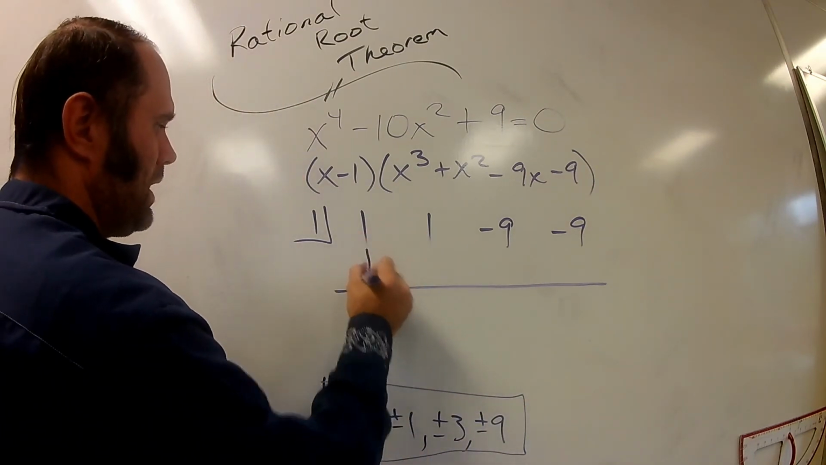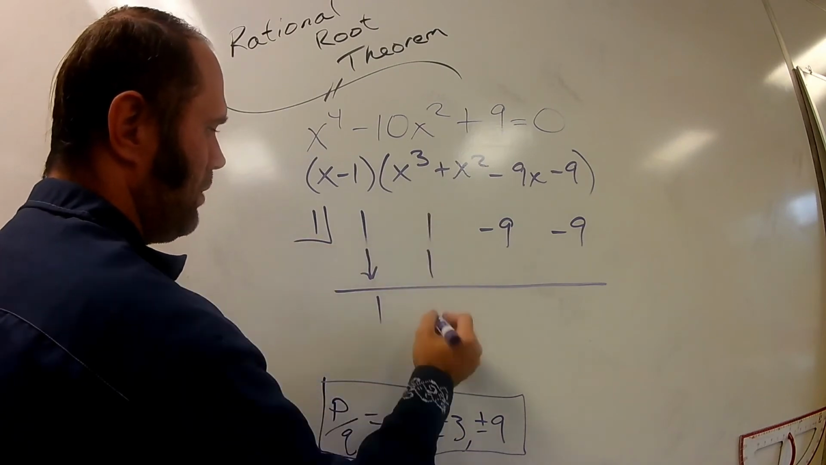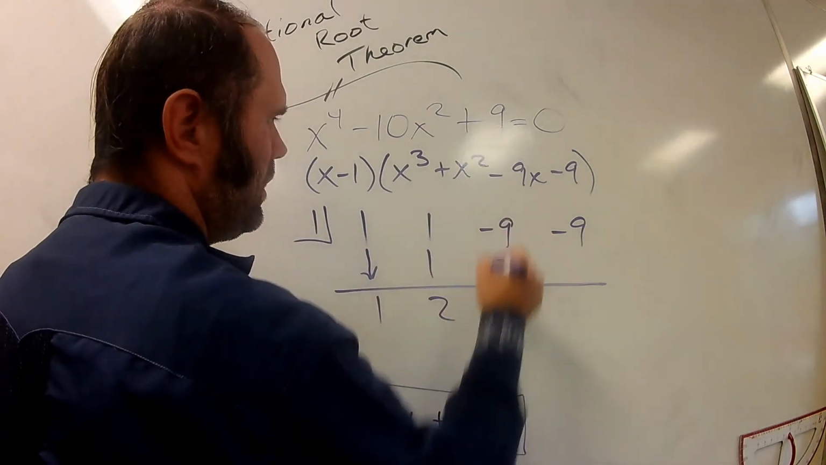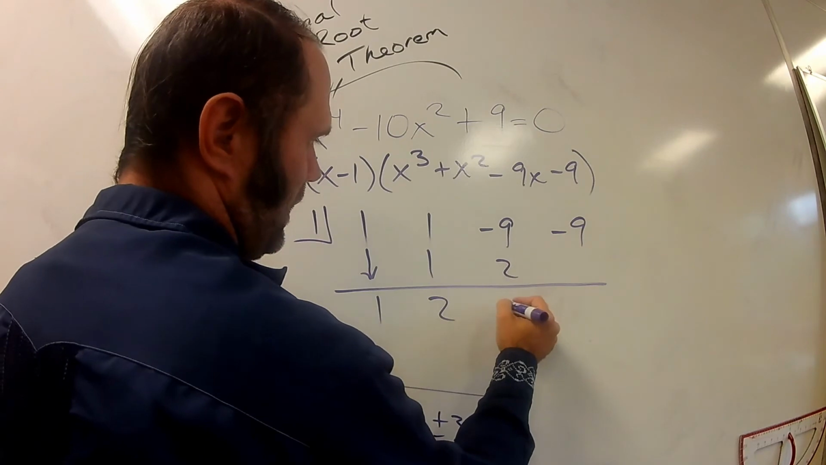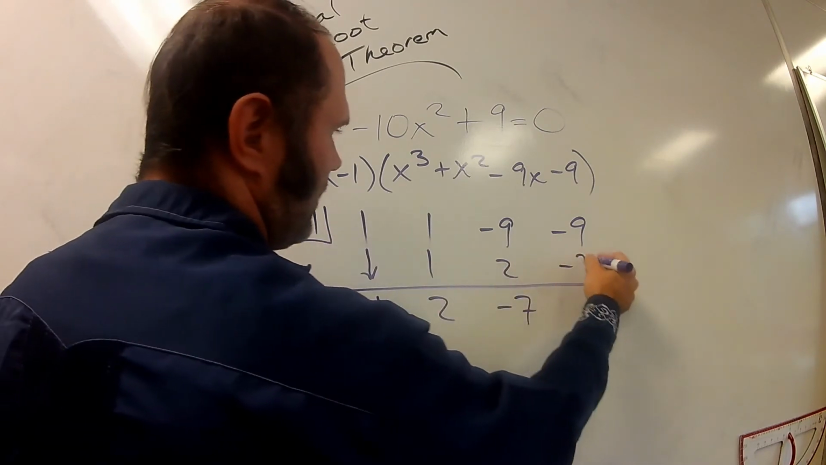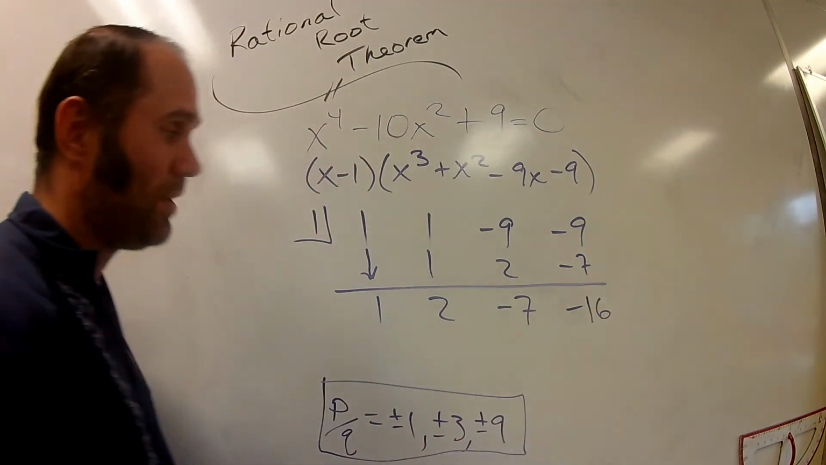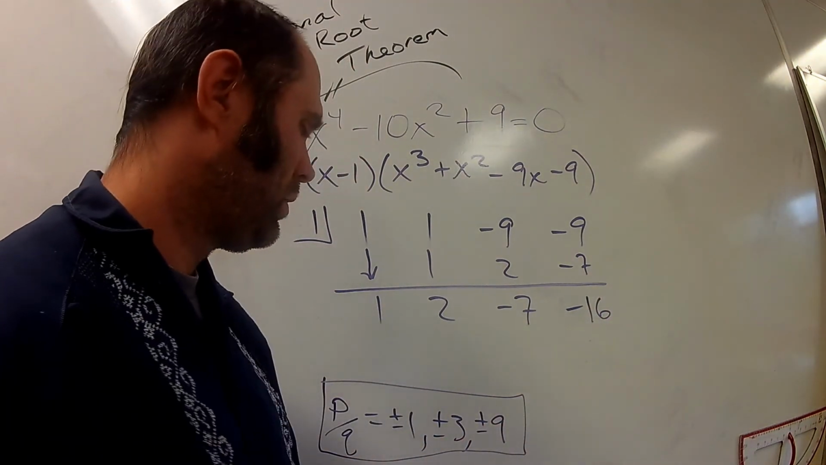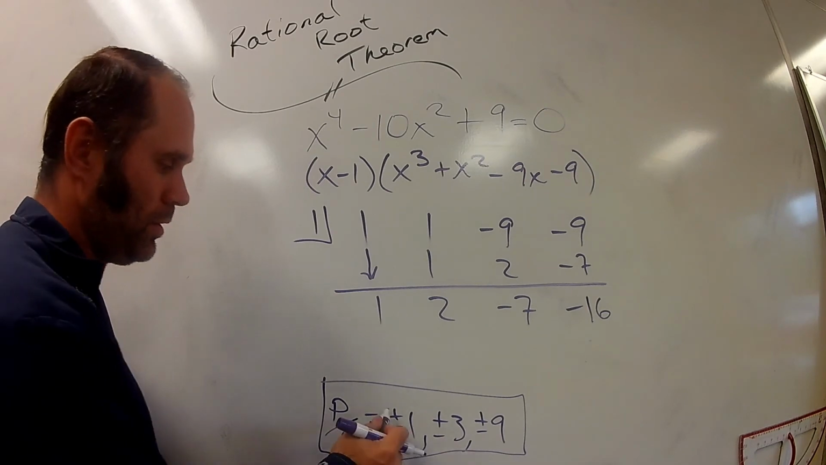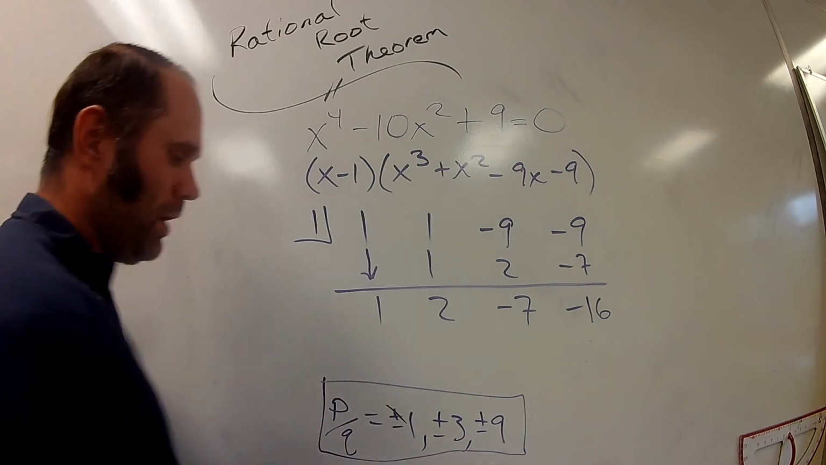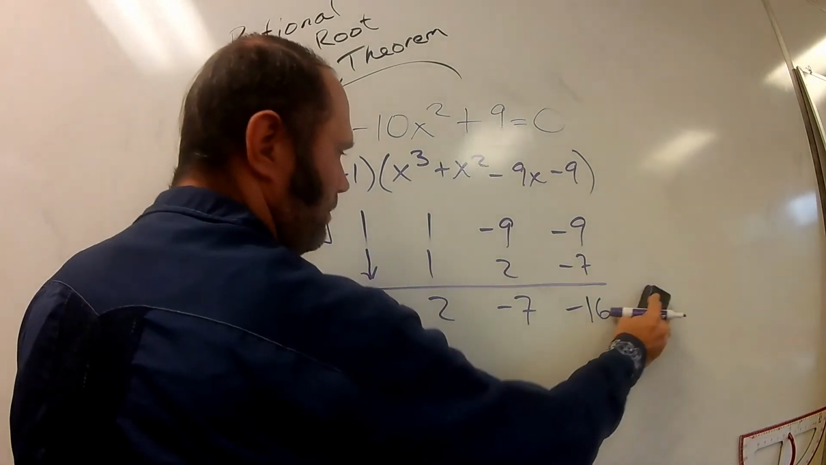We're going to bring the 1 down. 1 times 1 is 1, plus 1 is 2, times 1 is 2, plus negative 9 is negative 7, times 1 is negative 7, plus negative 9 is negative 16. That is not 0. So we know 1 only worked once. So the positive is done. Now let's test the negative.